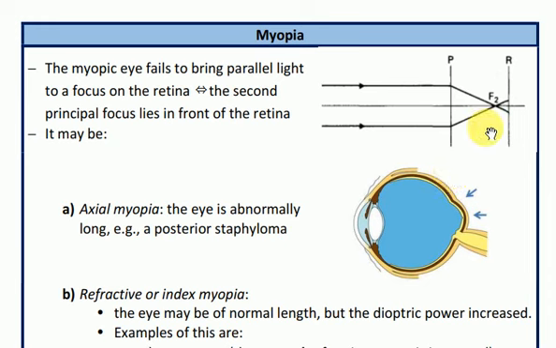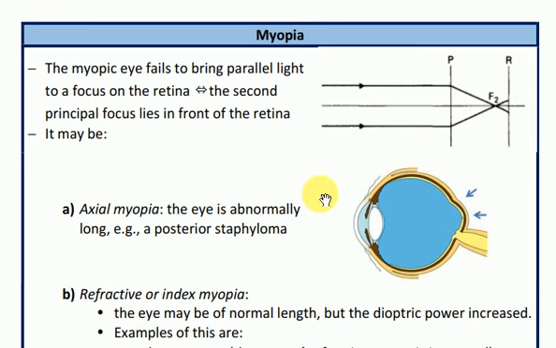In myopia, the second principal focus lies in front of the retina. So the myopic eye fails to bring parallel light to a focus on the retina. So the second principal focus lies in front of the retina. The myopia may be of two types: axial and refractive or index.